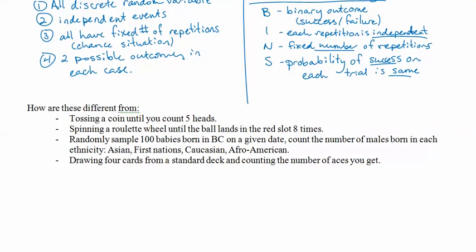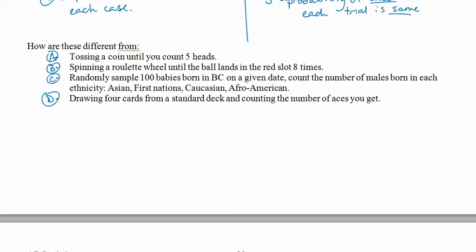So I'd like you now to look at how those first 4 examples are different from these next 4 examples. So you can pause at this point as well, and we will look at each of them together when we come back. All right, so you've had time to think about how these differ. If we look at each one individually, A, tossing a coin until you count 5 heads. You should have identified that we do not have a fixed number of repetitions here.